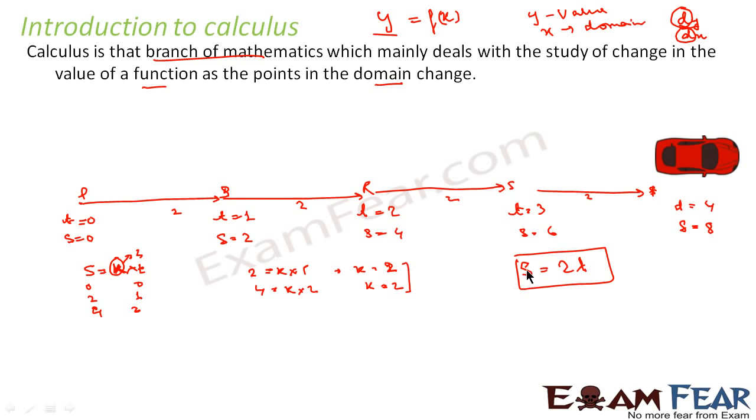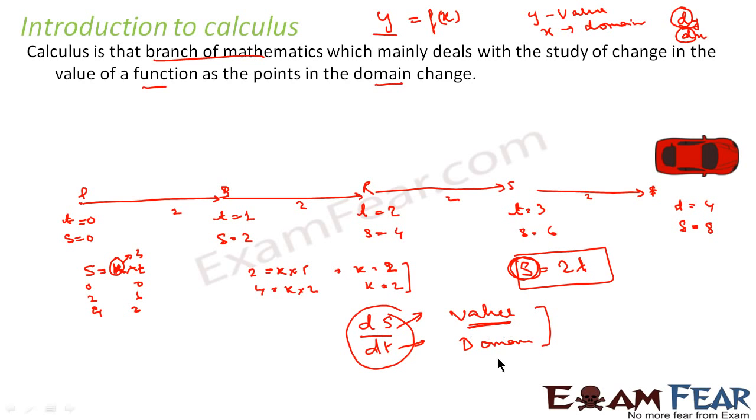Now if I want to find the rate of change of S, that is distance, with respect to time, we'll call it ds by dt. That is rate of change of S with respect to time. Here S is nothing but value and T is nothing but domain. So once again we confirm our definition. Calculus is nothing but a branch of mathematics that deals with the study of change of value with respect to change in domain. If the change in domain is 1, what should be the change in value of S? That kind of study is called calculus.